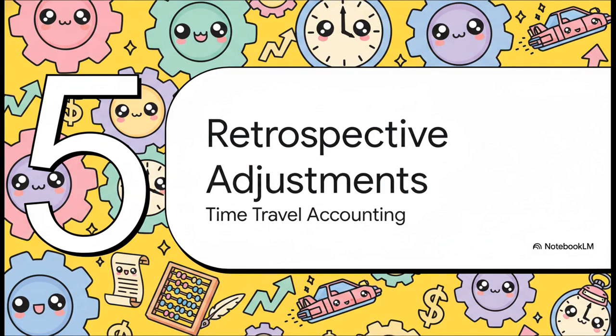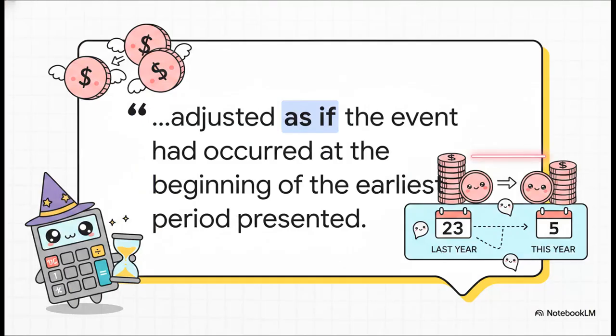All right, now we get to my personal favorite part. Section 5, handling retrospective adjustments, or as I call it, time travel accounting. The standard is super clear on this rule. The number of ordinary shares outstanding before the event is adjusted as if the event had occurred at the beginning of the earliest period presented.